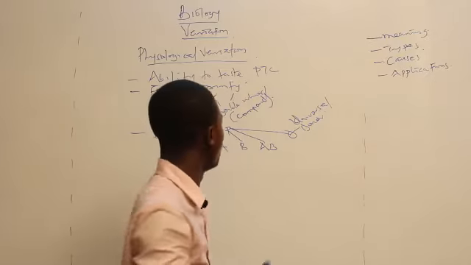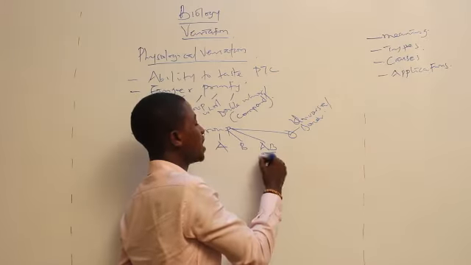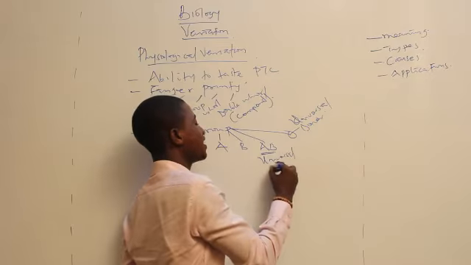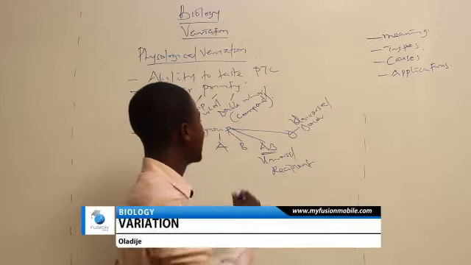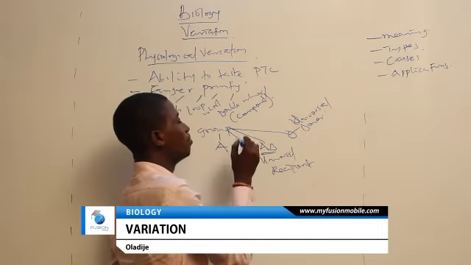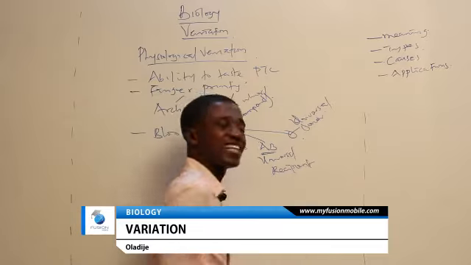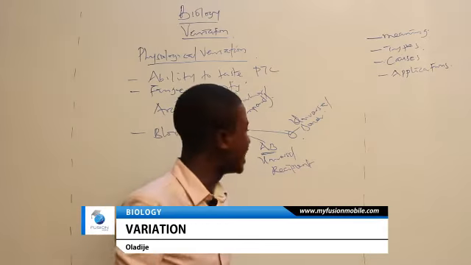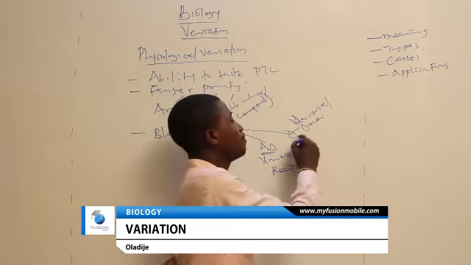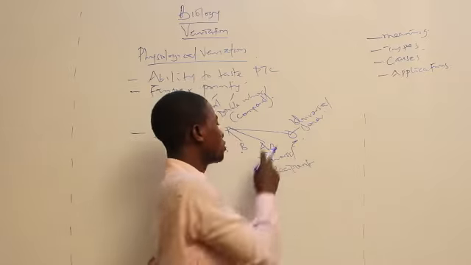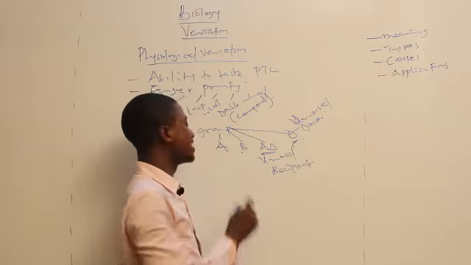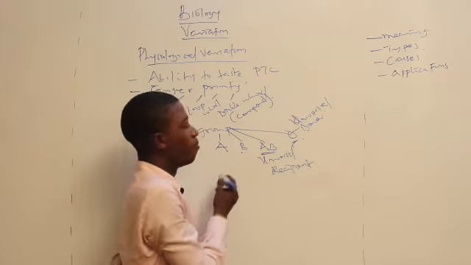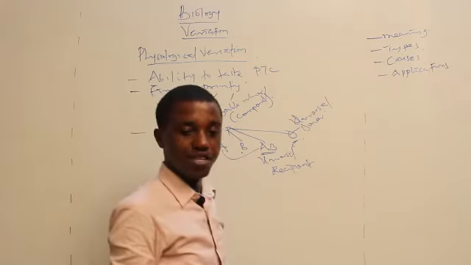Blood group AB is known as what? Universal recipient. That means it can receive from all. It can receive from A, it can receive from B, it can receive from O, and it can receive from AB as well. Again, blood group O is known as universal donor. It can donate to all: A, B, and O. Are you with me? Blood group AB is a universal recipient. It can receive from all. Now, one thing is A cannot donate to B, but A can donate to AB.